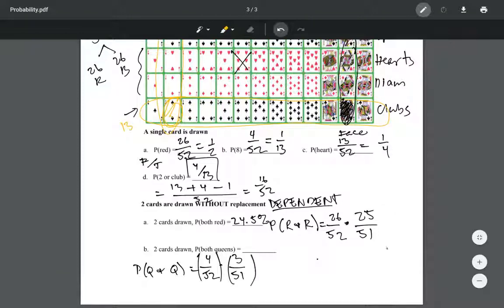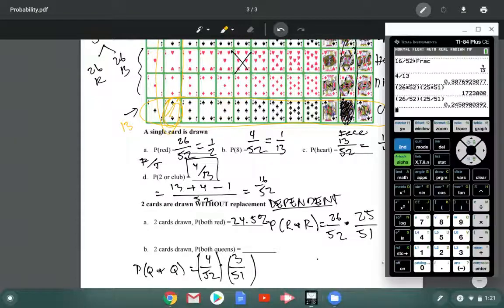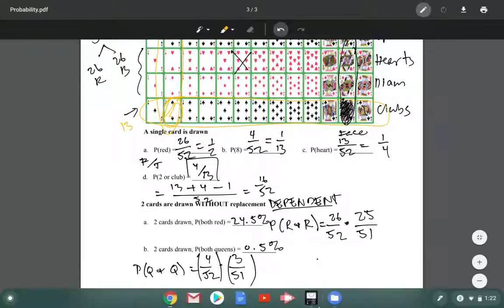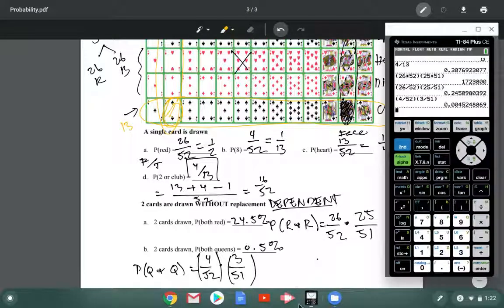Put this into my calculator. Dependent events. 4 divided by 52 times, that means we had 3 queens left and 51 cards left. Enter. Pretty small probability. So that's going to be 0.0045. If I move that 2 decimal places, that is 0.5%. So a very small probability of coming up with 2 queens.